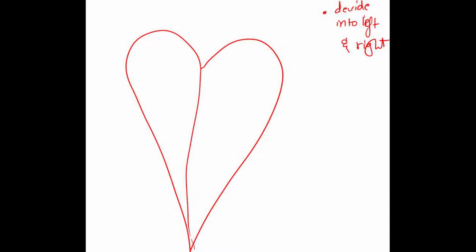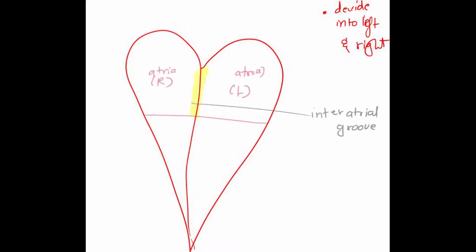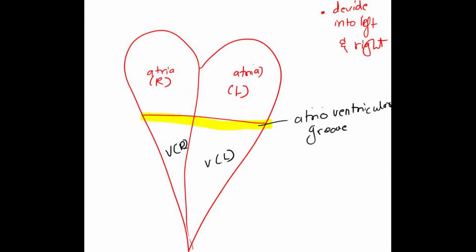These include the interatrial groove. So as the name suggests, interatrial. Just look at the chambers and name it according to the chambers. So we have the interatrial groove that passes between the two and separates the two atria. Then what do we have after the atria? We have the ventricles. So we have the atrioventricular groove, or the coronary groove, the fancy name, the coronary, or the crown of the heart. So that's another thing.